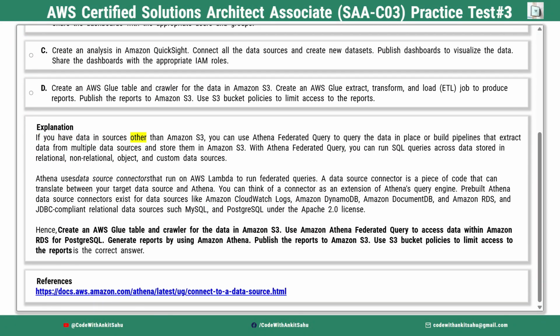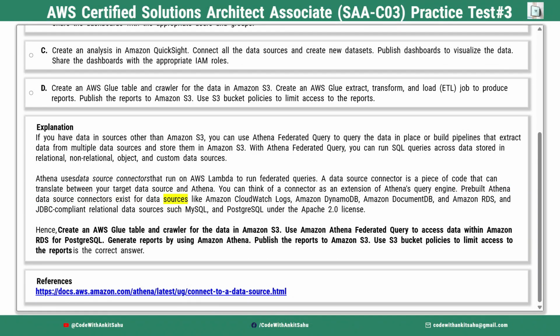Explanation: if you have data in sources other than Amazon S3, you can use Athena Federated Query to query the data in place or build pipelines that extract data from multiple data sources and store them in Amazon S3. With Athena Federated Query, you can run SQL queries across data stored in relational, non-relational, object, and custom data sources. Athena uses data source connectors that run on AWS Lambda to run federated queries. A data source connector is a piece of code that can translate between your target data source and Athena. You can think of a connector as an extension of Athena's query engine.